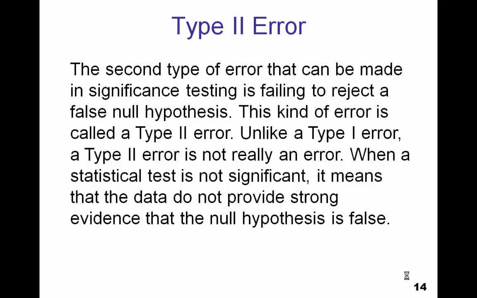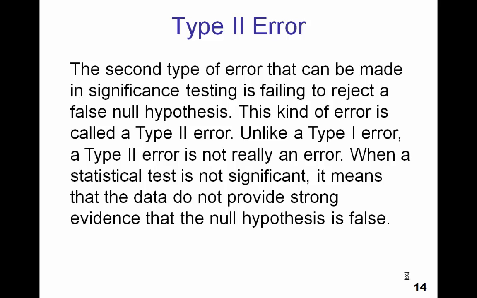Type 2 error. The second type of error that can be made in significance testing is failing to reject a false null hypothesis. This kind of error is called a type 2 error. Unlike a type 1 error, a type 2 error is not really an error.